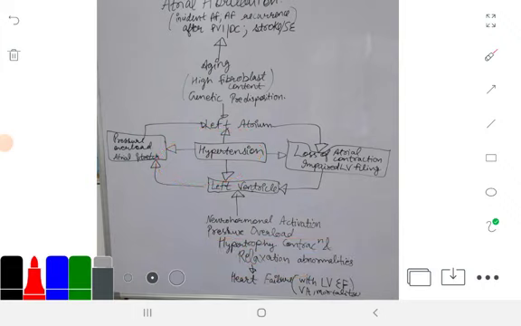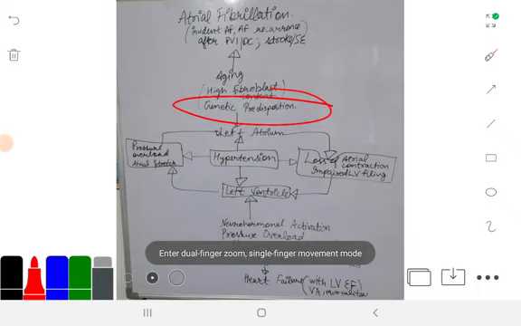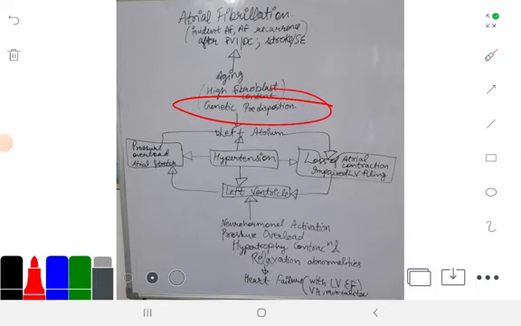Aging also causes hypertension. How does aging cause hypertension? High fibroblast content, genetic predisposition, and atrial fibrillation. These are all causes of hypertension.